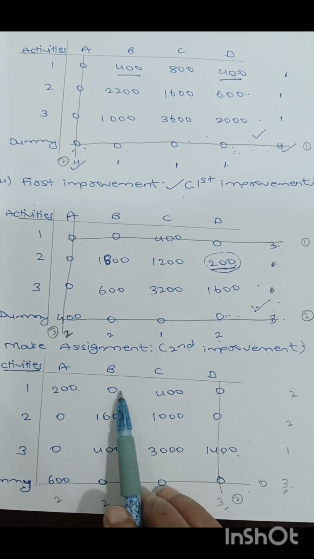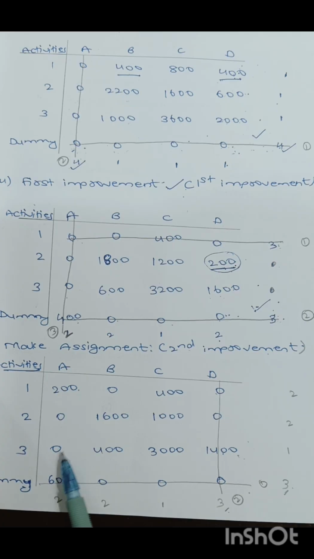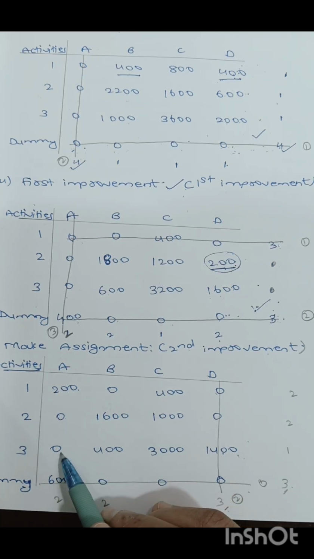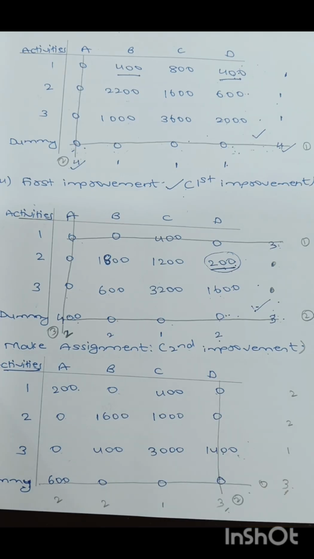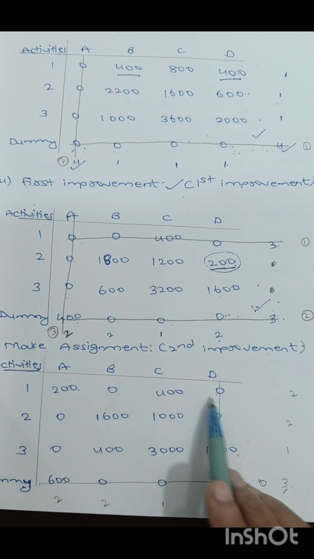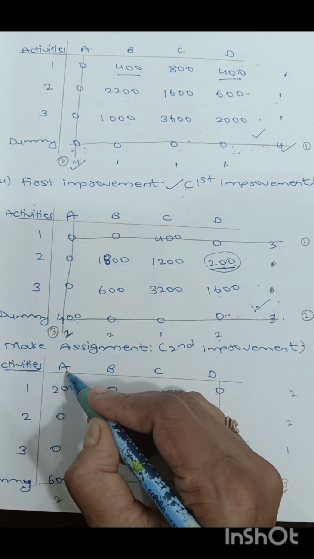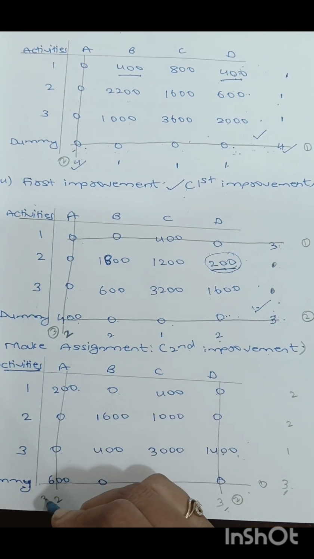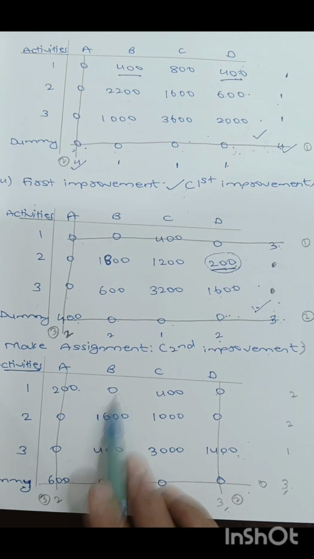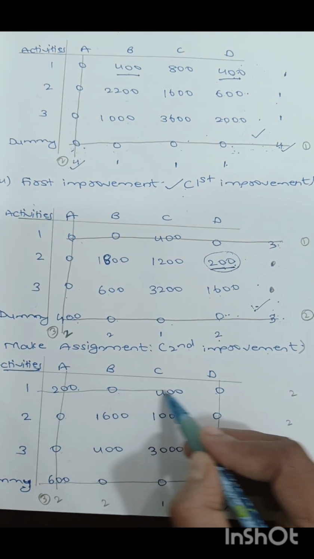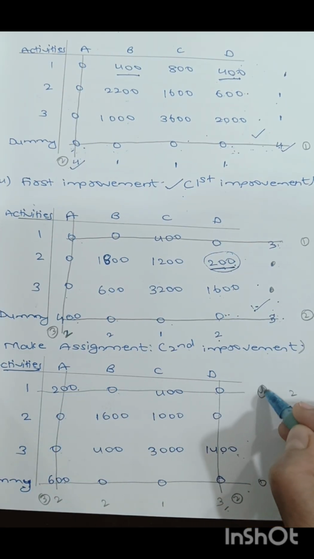Now I have 1 zero, 1 zero, 1 zero row-wise, but column-wise I have 2 zeros, and in this column I have 1 zero. So as per the rule, we have to draw a line which will cover the maximum zeros. So instead of drawing a horizontal line, first I will draw a vertical line, line number 3, and for this particular zero I'll draw one more line, that is line number 4.